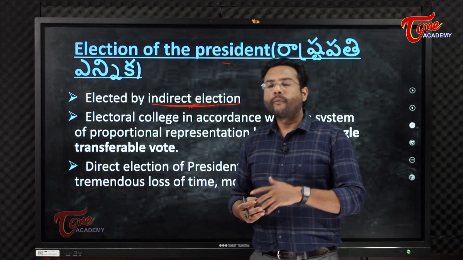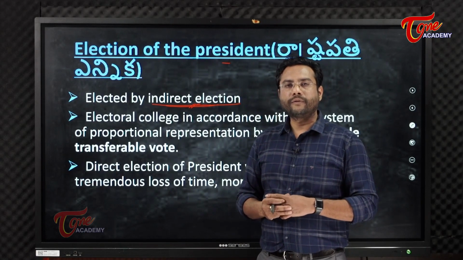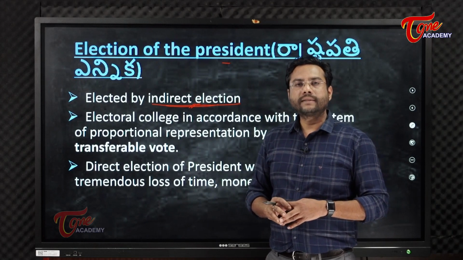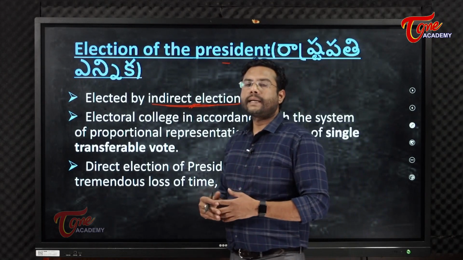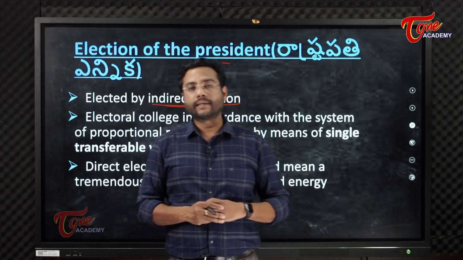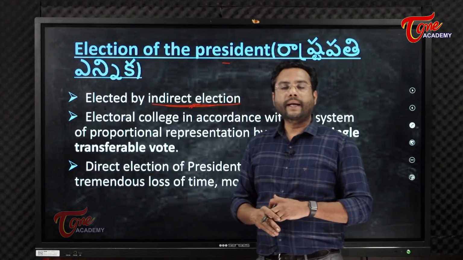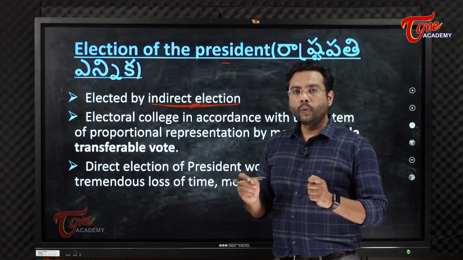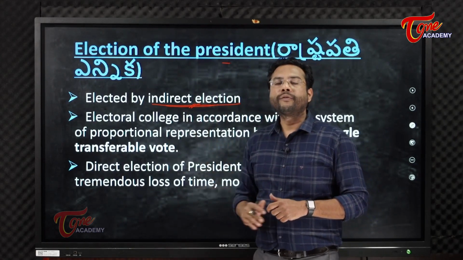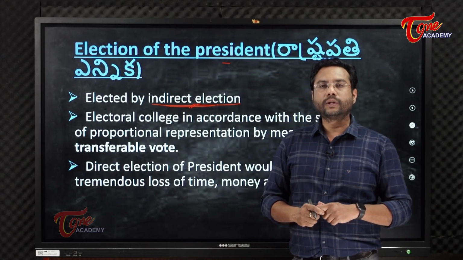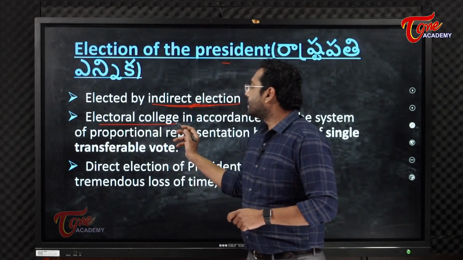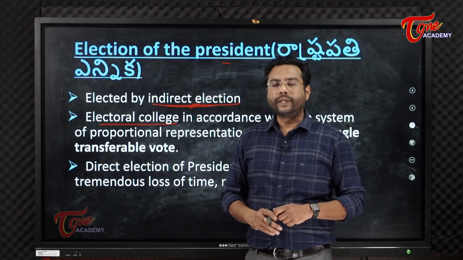And again, we have cultural background differences also, like we have a lot of illiteracy. So, people would not understand the process of presidential election. Again, if they get elected directly, there would again be differences between two directly elected dignitaries. So, we thought it appropriate to have indirect elections for the President of India. So the President of India is elected by an electoral college.